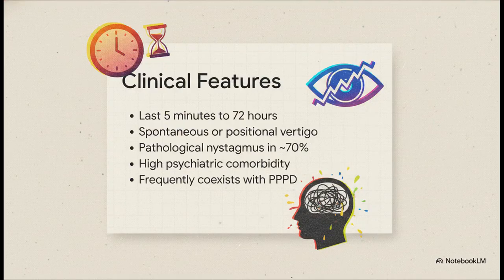Let's rapidly break down these attack profiles, because they vary a lot. One episode might be this violent rotational vertigo, and the next time, just subtle disequilibrium. The episodes can peak anywhere from 5 minutes up to a grueling 72 hours, triggered spontaneously, positionally, or even visually. Acutely, about 70% of patients are going to show pathologic nystagmus. And crucially, you've got to look at the comorbidities. There's a 50 to 65% rate of anxiety and depression here.